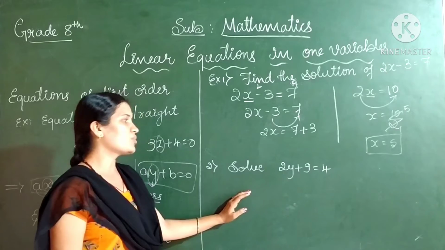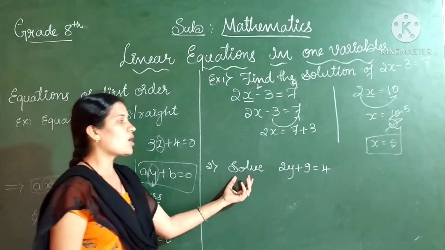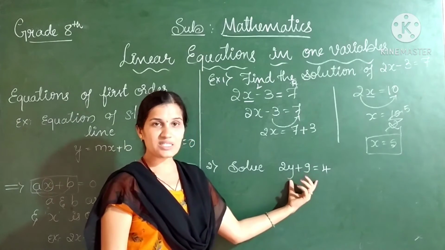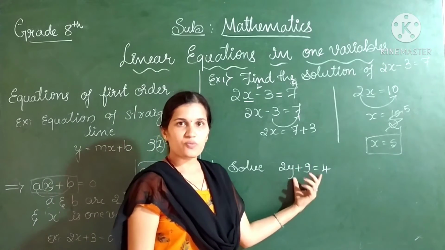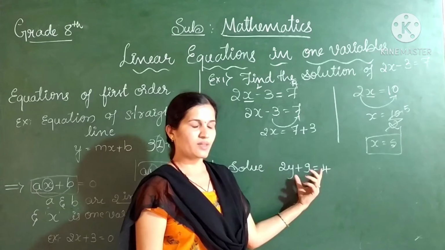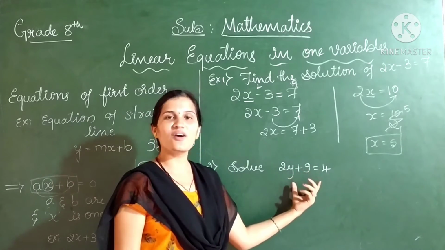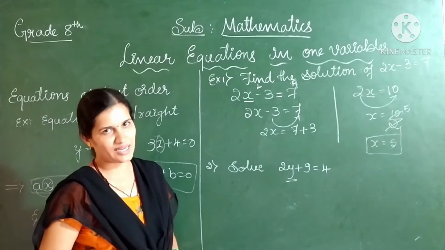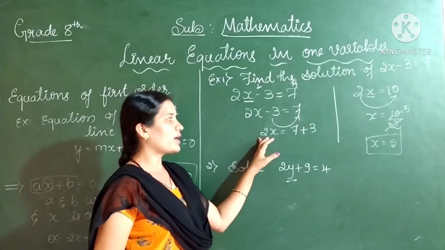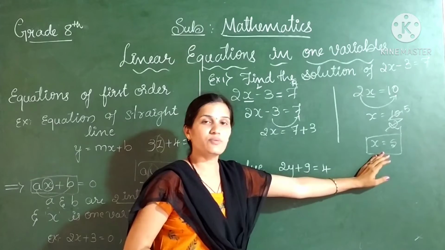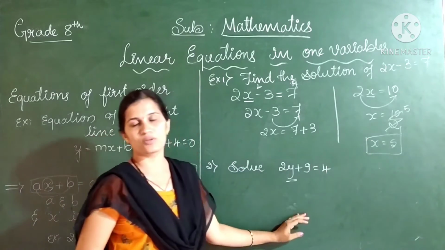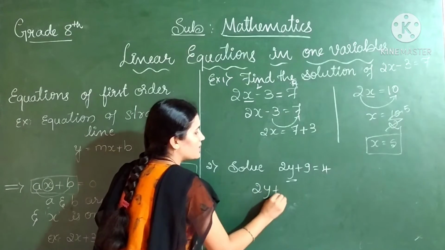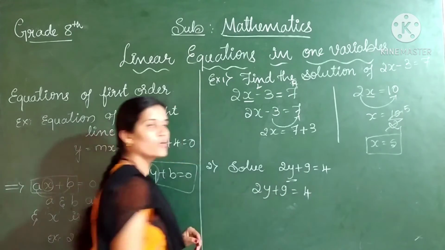Yes. Next, we should move on to the second one. Solve 2y plus 9 is equal to 4. Observe. Is it a linear equation of one variable? Yes. It is a linear equation of one variable because it has only one variable, that is y. Before we found the value of x. Now we should find the value of y. Okay. 2y plus 9 is equal to 4.